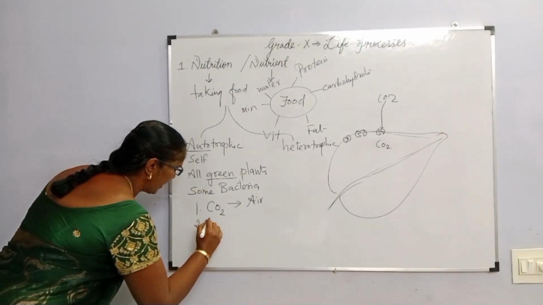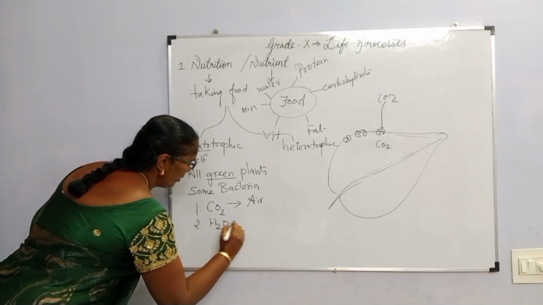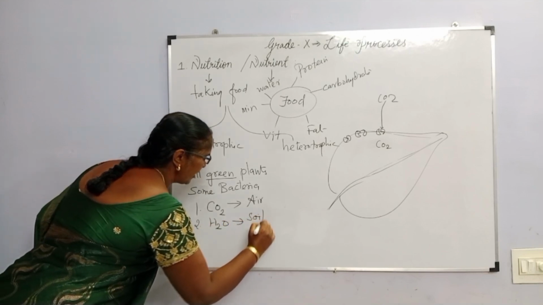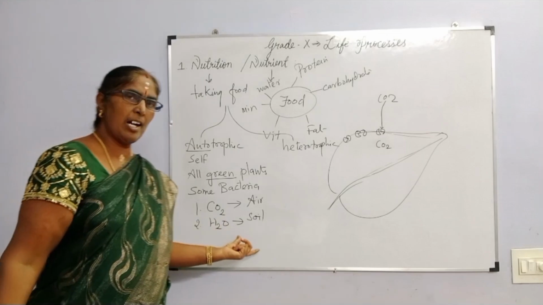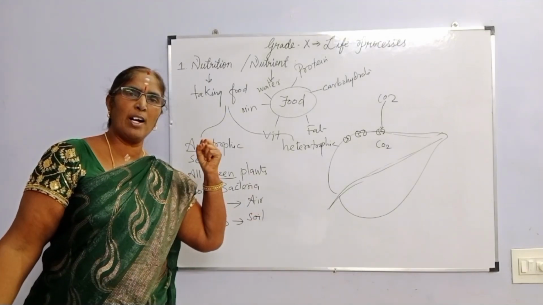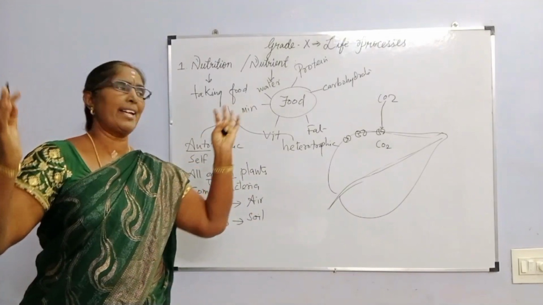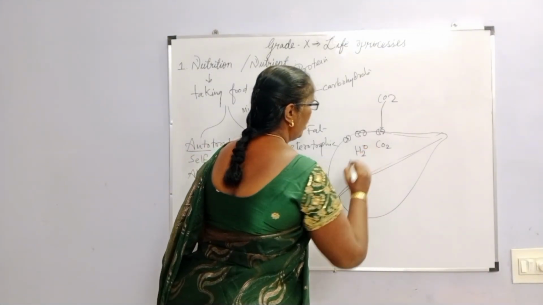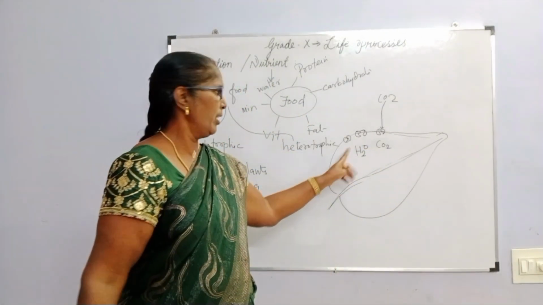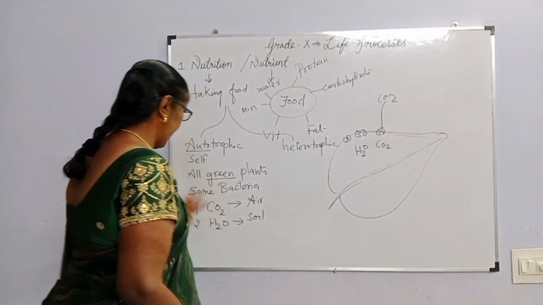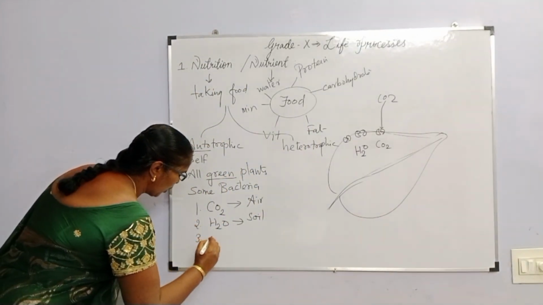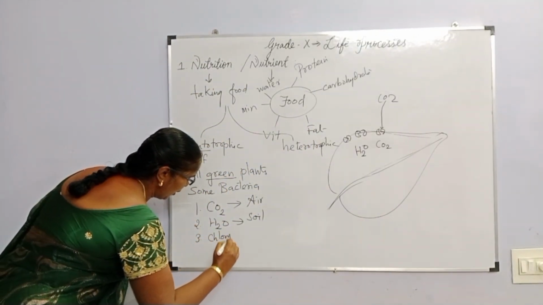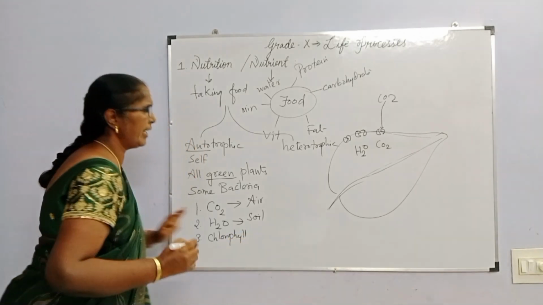Second one, water, H2O. Where is it? The source is in the soil. From the soil, the root absorbs water, and with the help of xylem cells it comes to the leaf part. Now water also came to the leaf. 2 things are ready. The third one, chlorophyll, is already present in the green leaf.